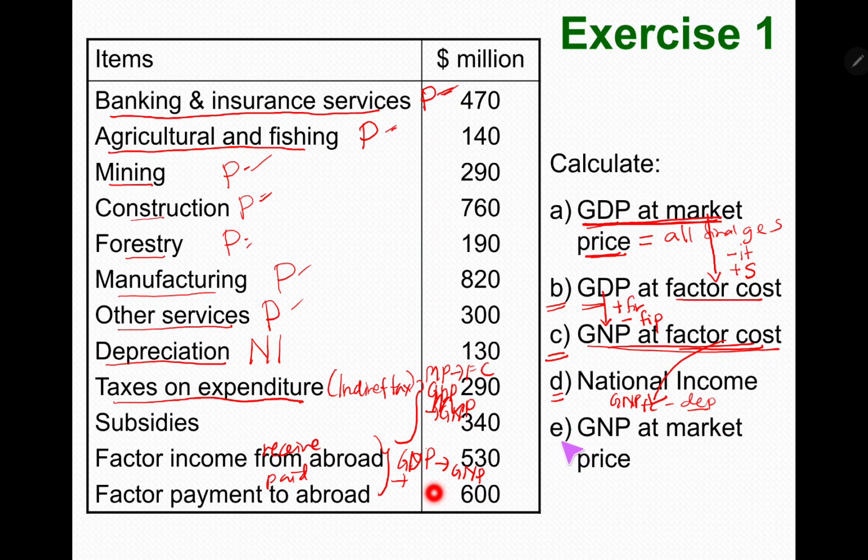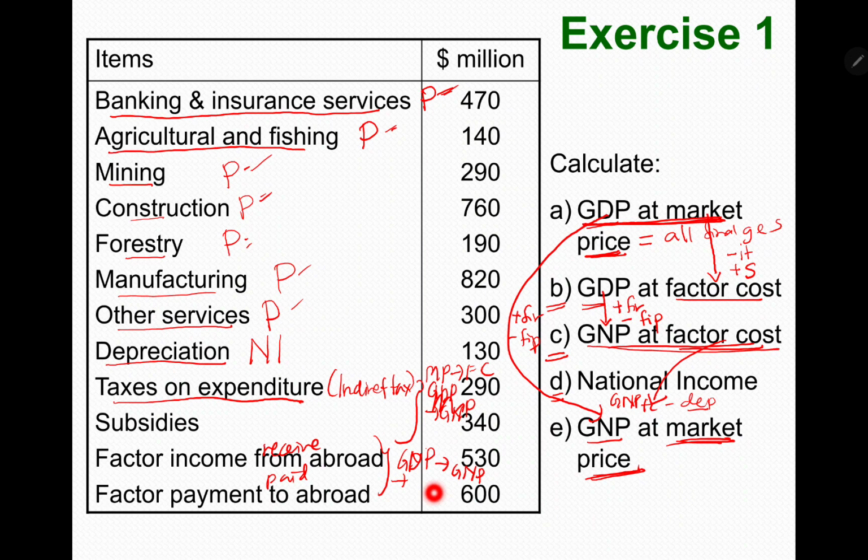And finally, in this case, the question asks you GNP at market price. What you can do is use any other question to help you with this. So find any question that has a similar item. For example, you have A at market price, and this is also market price. So you can just convert GDP to GNP by using the formula plus FIR minus FIP. So you can always recycle the formula to change from domestic to national.